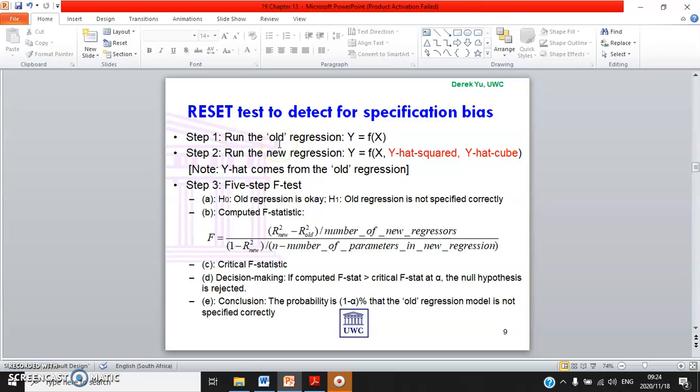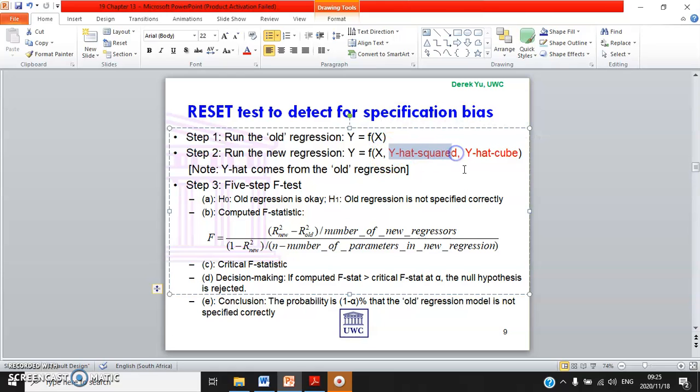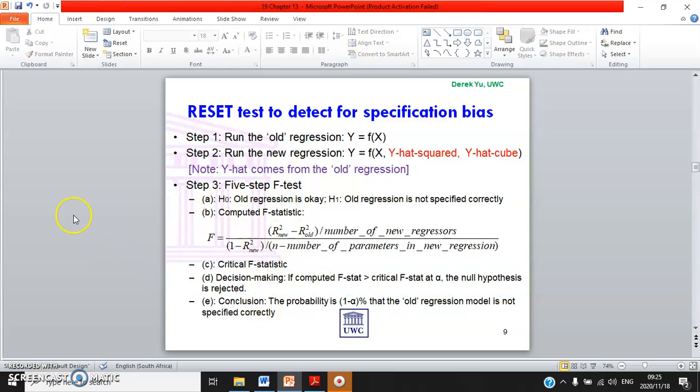So I first run the so-called original or old regression, y as a function of x2, whatever. And then I run a new regression, y as a function of still the same explanatory variables, but now I include y hat square, y hat cube, and they are derived from the original regression. So keep this in mind, because you might wonder where do these two new terms come from. Okay, then I run the 5-step F test. It is actually the marginal contribution F test, which you learned way back in chapter 8. Okay. So can you go through the 5 steps before I will officially do 2 questions?